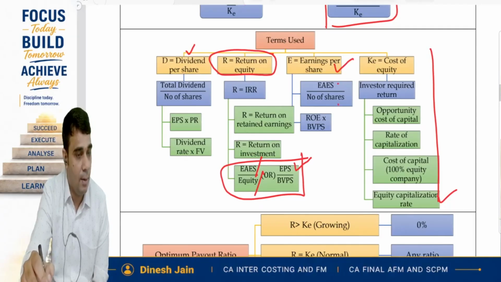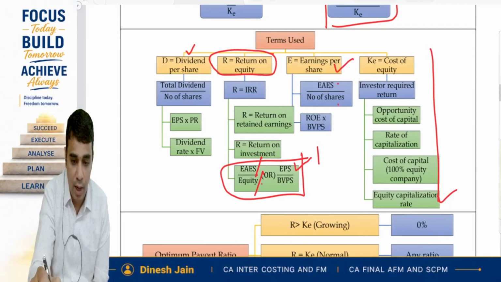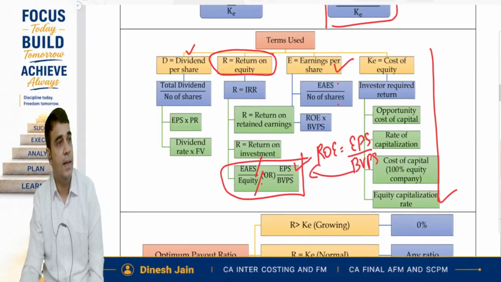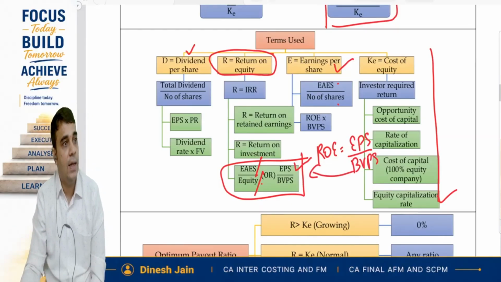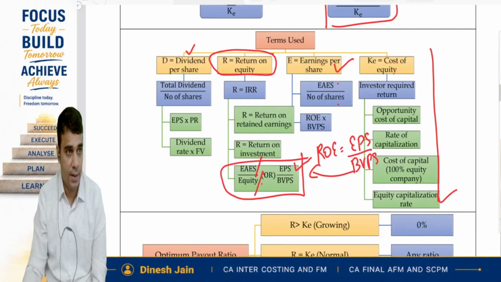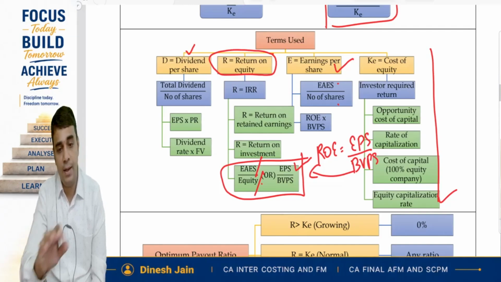EPS we are aware: EAES by number of shares. ROE is equal to EPS by BVPS. Take BVPS to the other side, you will get ROE into BVPS equals earnings per share. This is on the equity part, different terms.